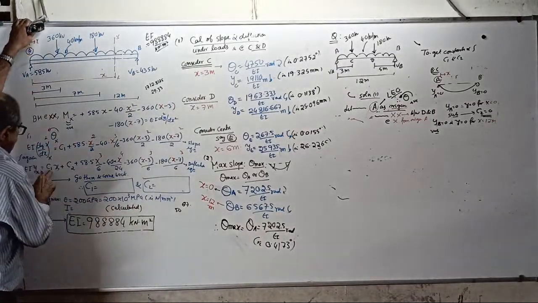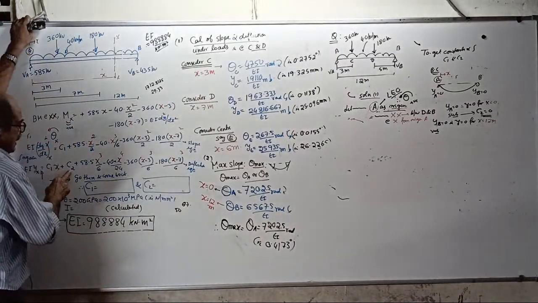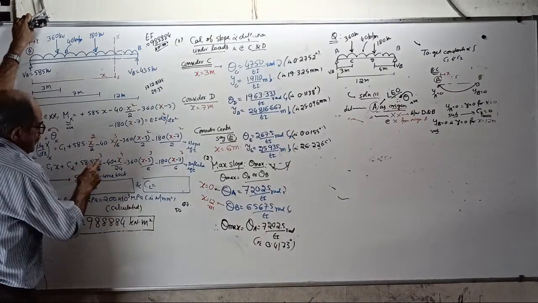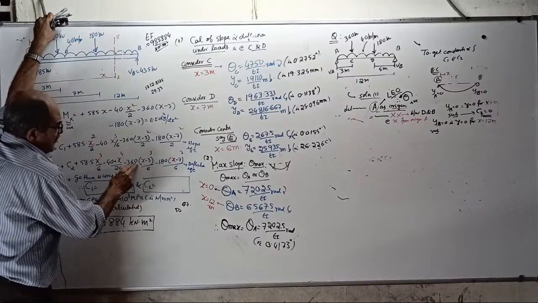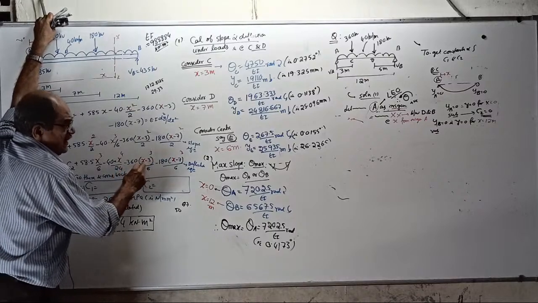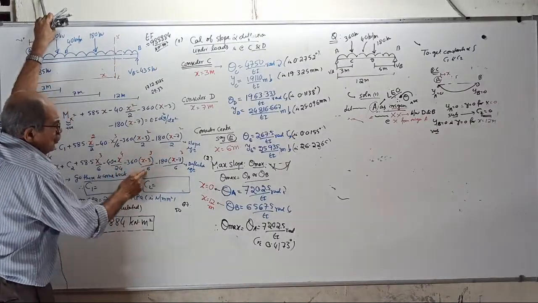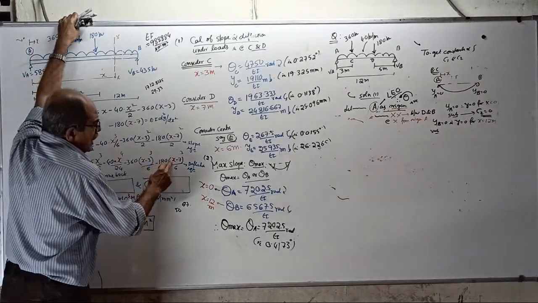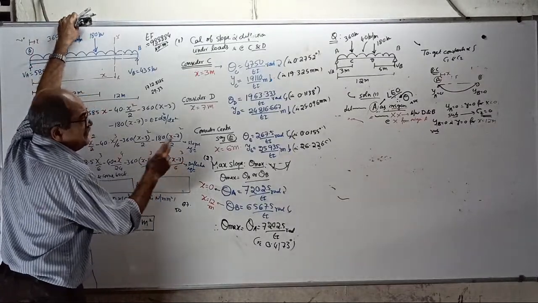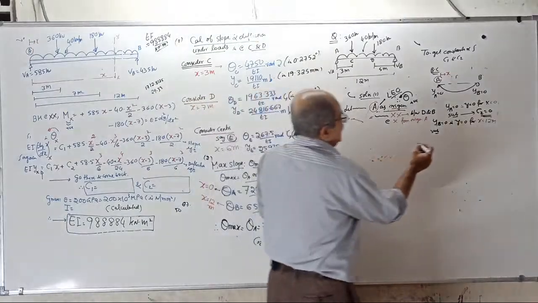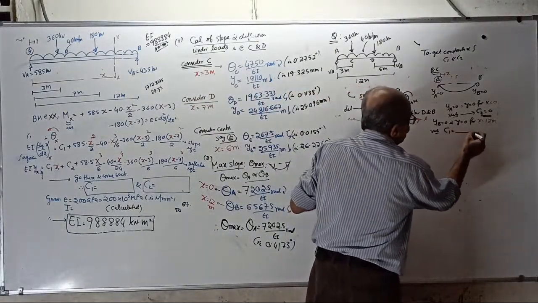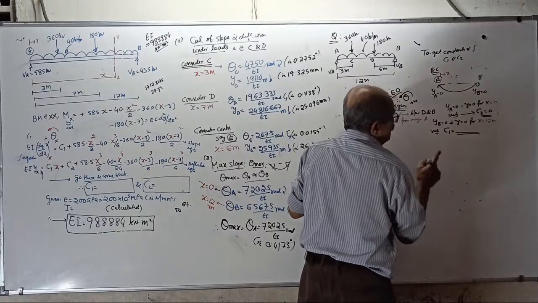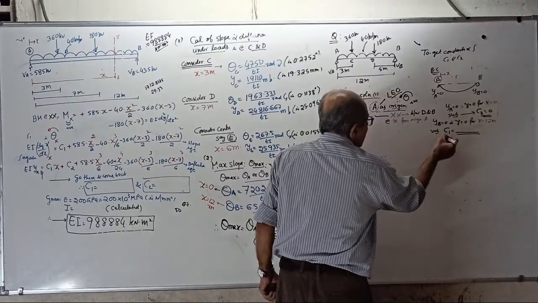0 equal to C1 into 12, C2 already 0, 58.5 into 12 cube by 6, 40 into 12 power 4 by 24, 360 into 12 minus 3 is plus 9, 9 cube by 6, 180 into 12 minus 7 is 5 cube by 6. You will correctly get the value of C1, with sign. Now, once again go back there.